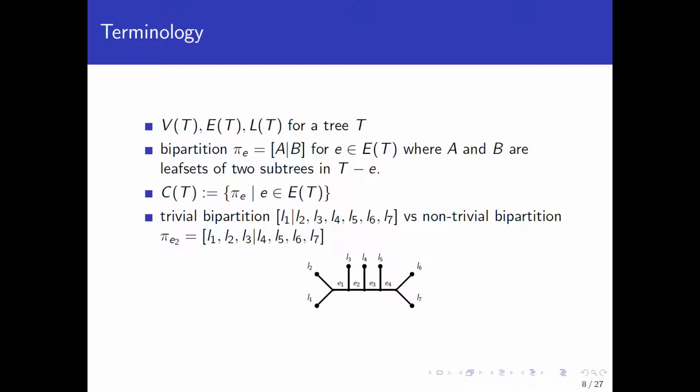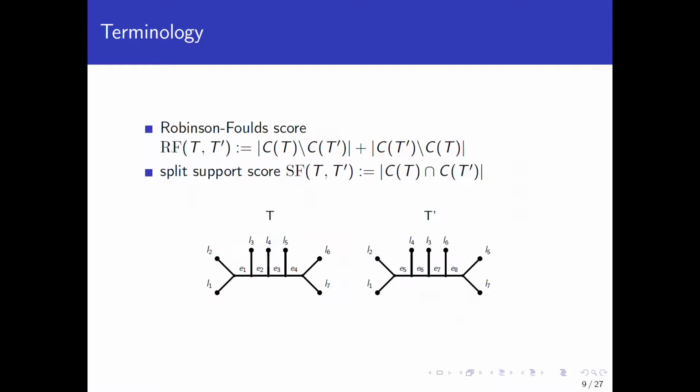A bipartition is either trivial or non-trivial. In a trivial bipartition, one side has only one leaf, while in both sides of a non-trivial bipartition, there are at least two leaves. So for example, the bipartition L1 versus the rest of the leaves is a trivial bipartition. The bipartition induced by edge E1, which is L1, L2 versus the rest of the leaves, is a non-trivial bipartition.